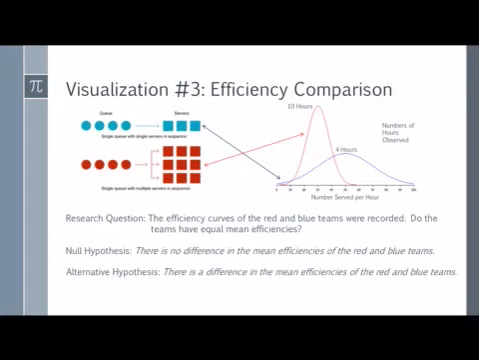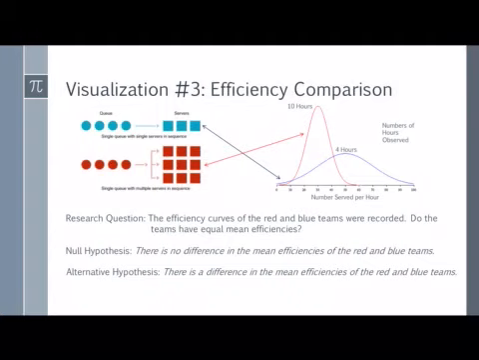Visualization number 3 is the efficiency comparison. We have a single queue of blue servers, and we are comparing them with single red servers. This is shown on the bell curve, and the bell curve shows the number of hours that they are observed and the number of service per hour.